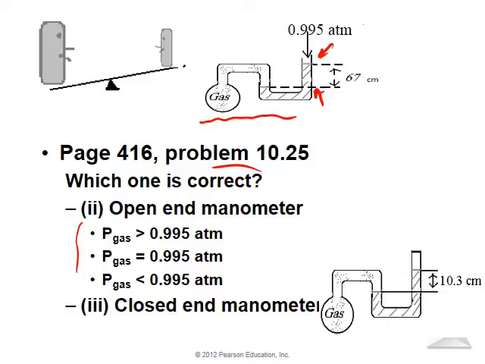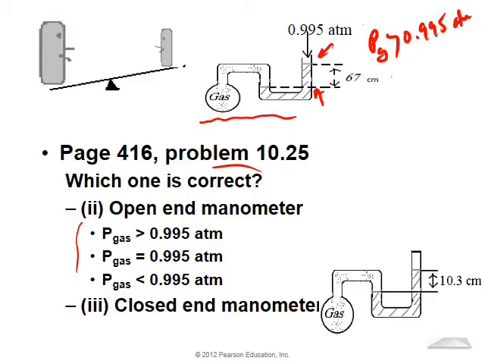So that tells us that pressure of gas must be greater than 0.995 atmosphere. So once we know it is more than 0.995, by how much is it more? By this height difference, which is 67 centimeter. So let's change it to millimeter.